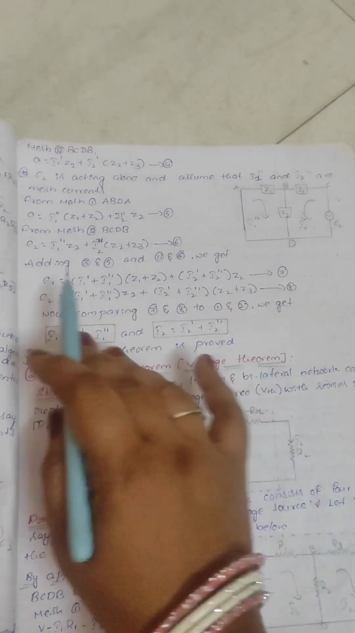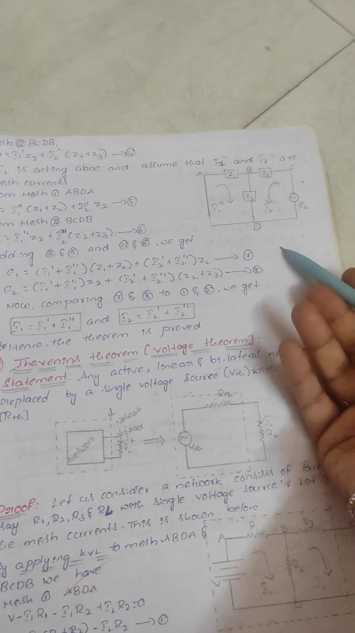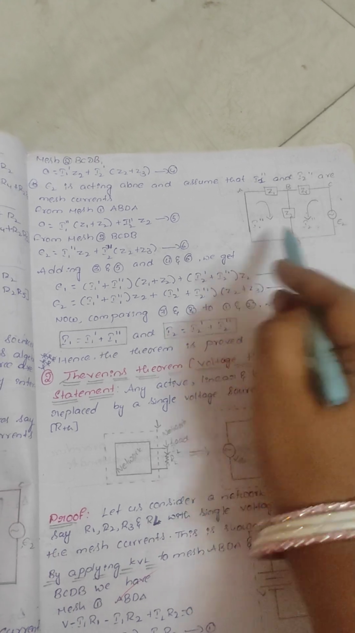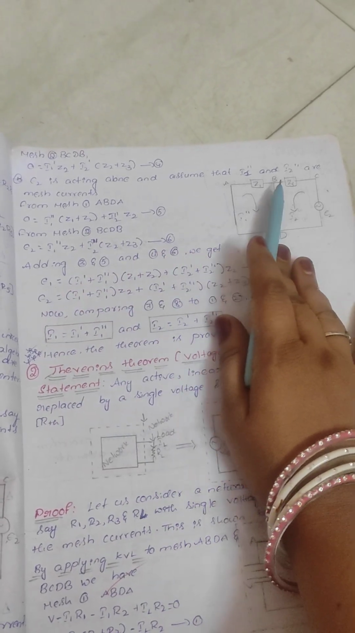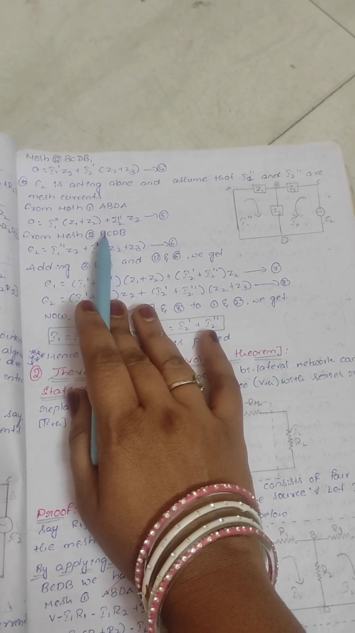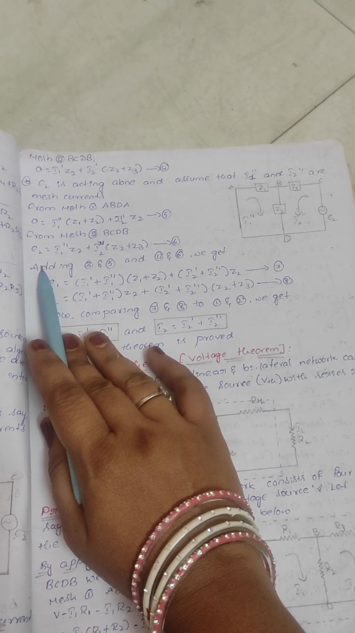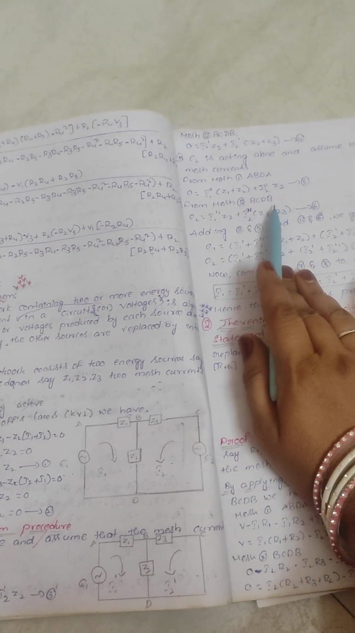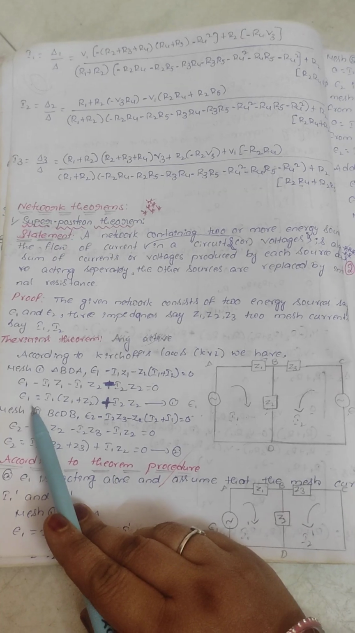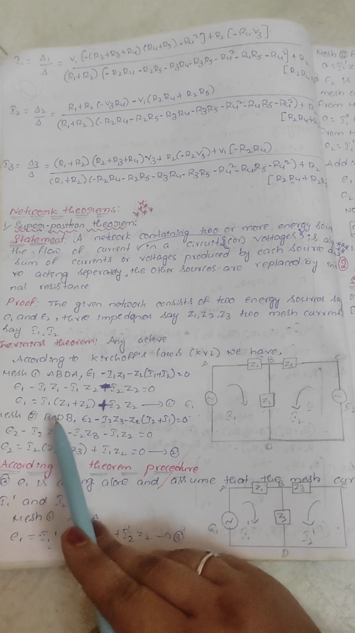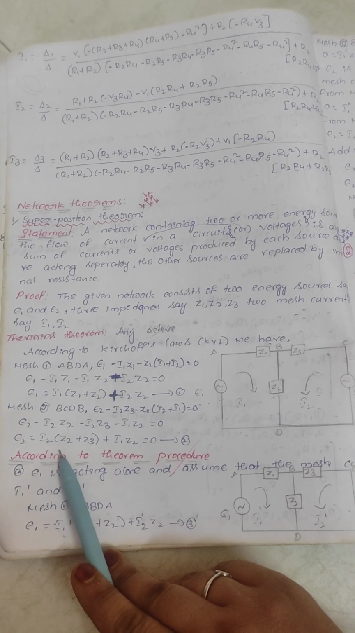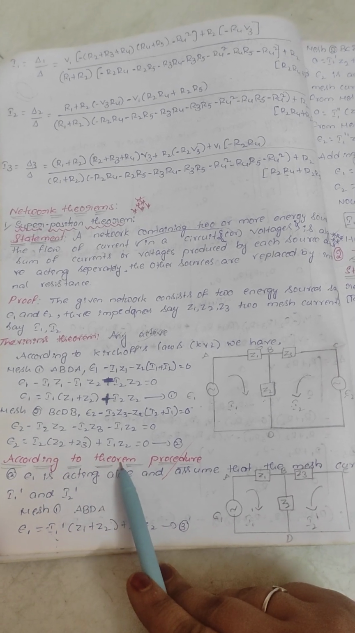Next, case B. In case B, we are taking E2 as acting alone and E1 as 0. That is, E2 is acting alone and assume that I1 double dash, I2 double dash are the mesh currents. Next, same equation. Here E1 is becoming 0 and E2 is working. I1 is becoming I1 double dash, I2 is becoming I2 double dash, from this equation 1 only, E1 is becoming 0. E2 is acting: I2 double dash into Z2 plus Z3, plus I1 double dash Z2.